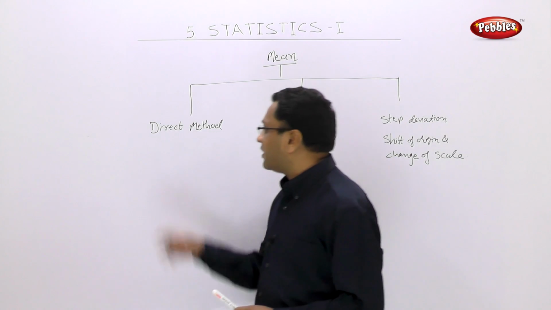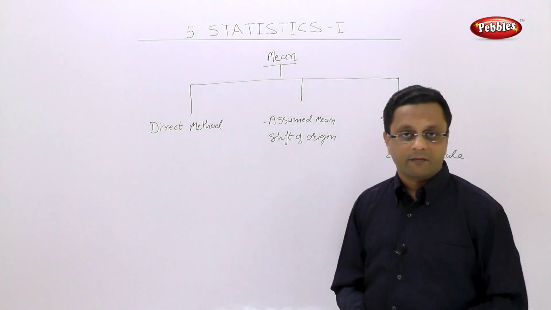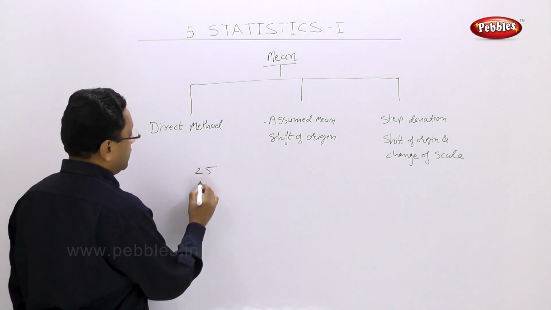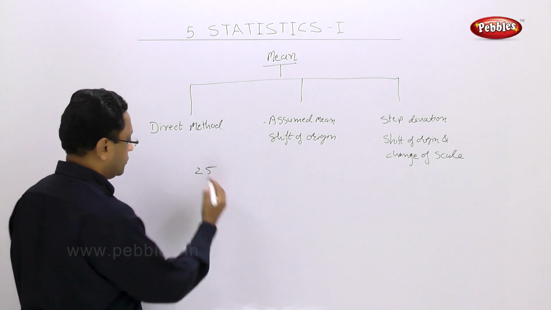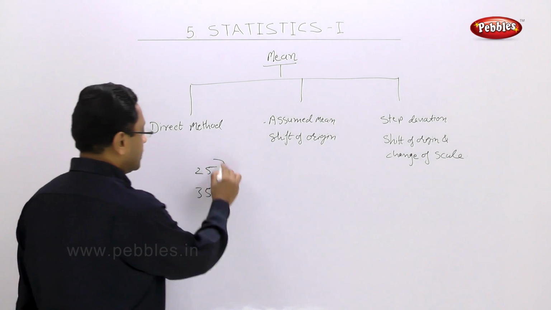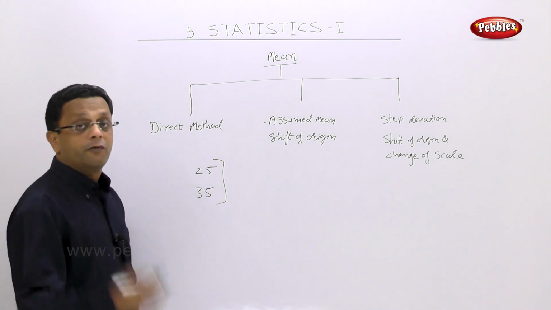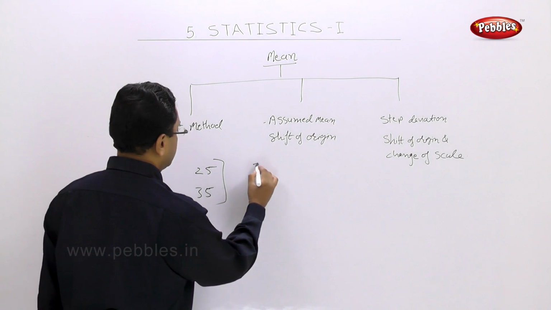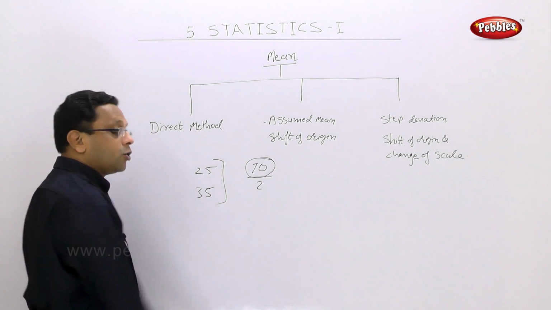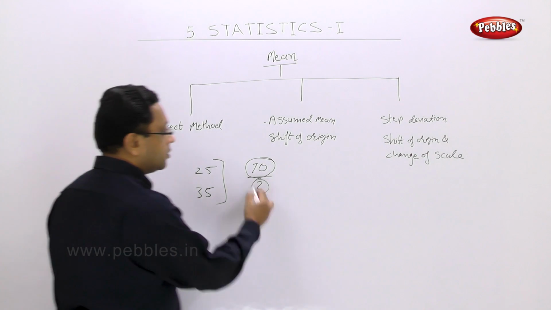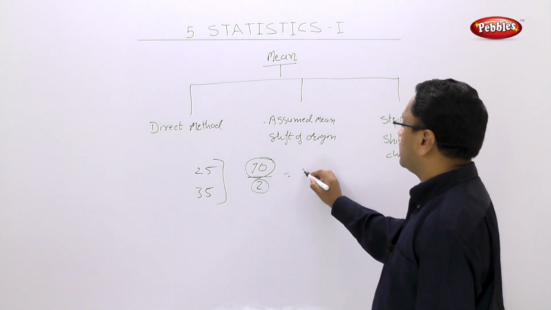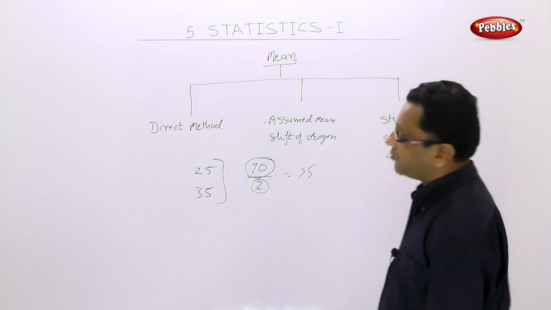Now you know what mean is. If I have 2 numbers, 25 and suppose 35, and I want to find the average, the normal mean, then what we do is 25 plus 35, that is 70, upon 2, that is the total upon the number of readings. So I say that my mean is 35, right.